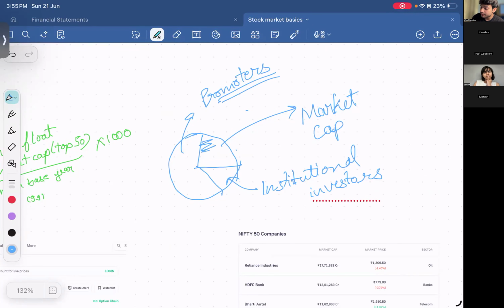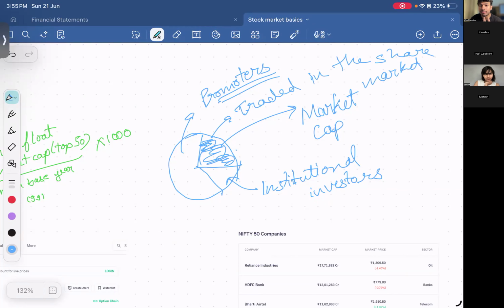Then you will have some part of the shares which are traded in the share market for retail investors like you and me. When I go and buy a share of a company, I am only trading in this part of the pie, hypothetically speaking. The other part of the pie is with institutional investors, and they are not selling it right now. The remaining part is with the promoters, who are also not selling it. Only a small part of the overall market cap of the company is getting traded on the free market or the stock market.